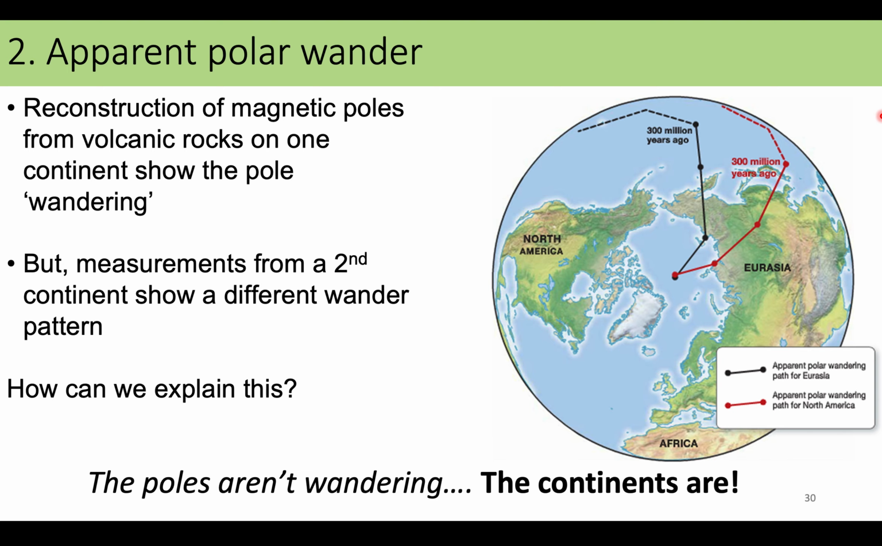So we have now irrefutable evidence of this. What we originally thought of as apparent polar wander is actually proving that our continents have moved, because the paths of the recorded North Magnetic Pole locations don't match on different continents, meaning the continents must have been in different orientations in the past.